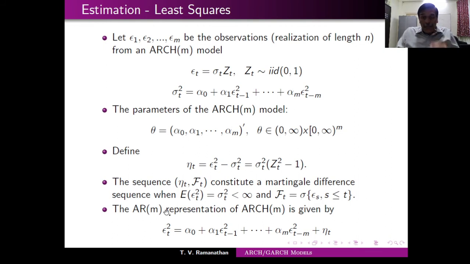So now I have the equation like this: epsilon t square equal to alpha naught plus alpha 1 epsilon t minus 1 square, etc., plus eta t. And this eta t is like the IID case. It is not IID, it is a martingale sequence, but we can still apply the least square theory to estimate these parameters alpha 1, alpha 2, alpha m. And that's the least square method of estimation in the context of the ARCH model.